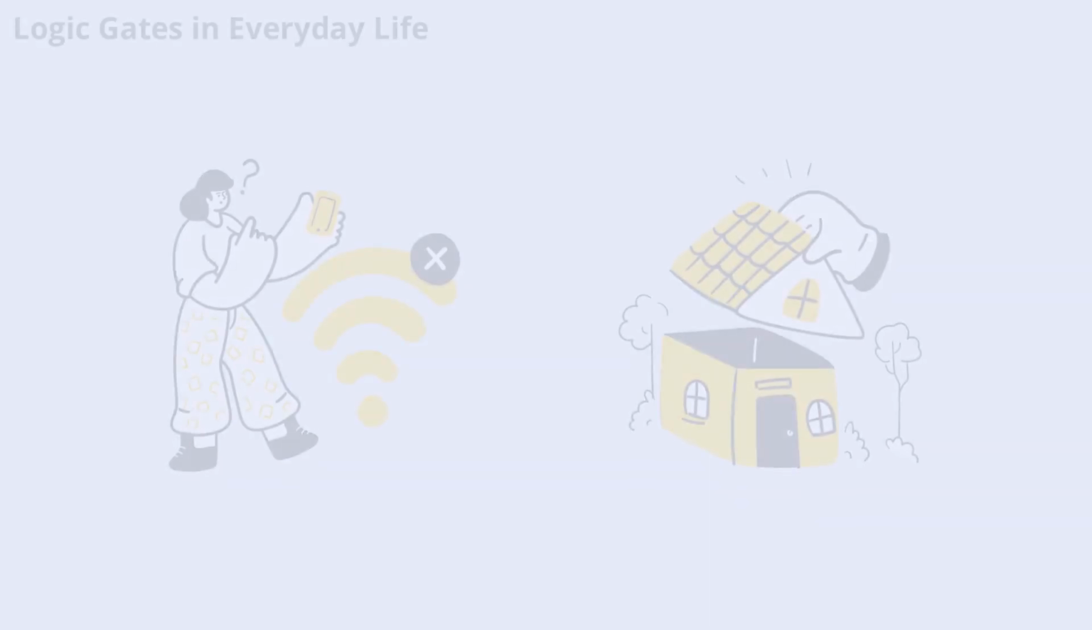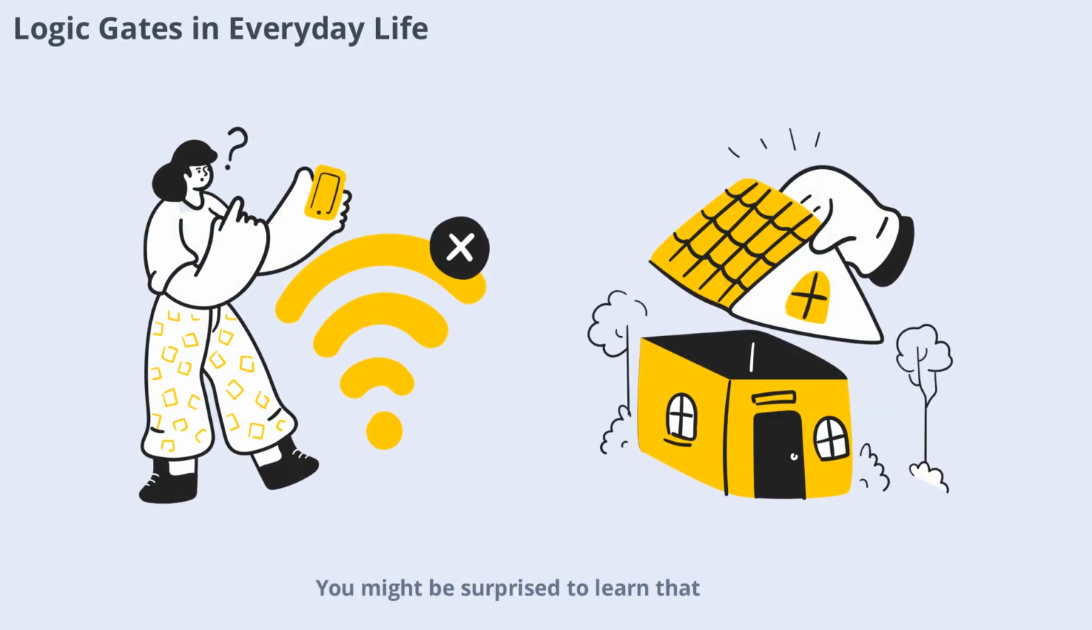You might be surprised to learn that logic gates are used in many everyday devices. From washing machines to traffic lights, logic gates help automate processes and make decisions. For example, a microwave uses logic gates to determine when to turn off based on timer and door sensors. Understanding their role in daily life helps us appreciate the hidden technology that makes our world run smoothly.